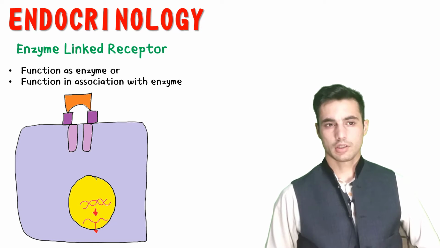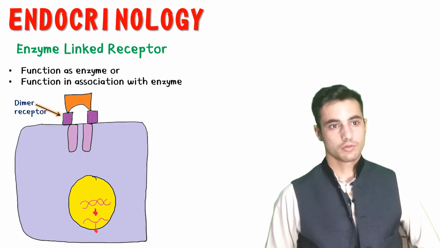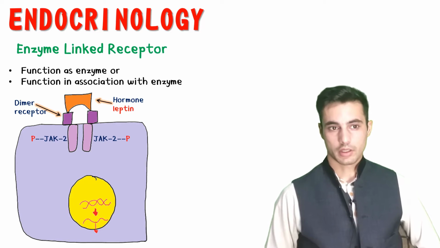Have a look at this diagram. We have the leptin hormone, which is secreted by the adipocyte, the fat cell, responsible for energy and appetite in the body. When this hormone combines with the leptin receptor, which is a dimer receptor, it has two parts, the extracellular part and the intracellular part. The leptin hormone binds with it.